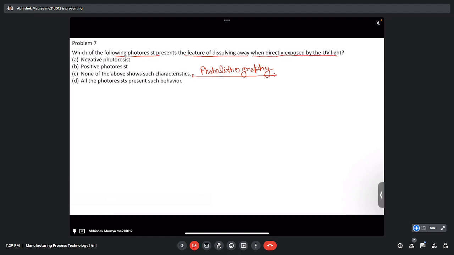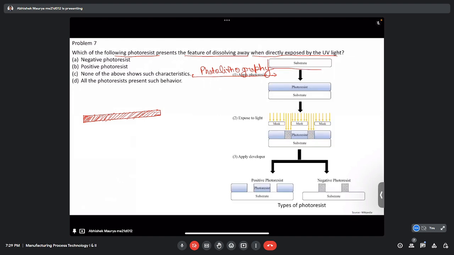So suppose, as we are talking about the semiconductor industry, we have some silicon wafer like this, and now we want to create some feature over this silicon wafer. So how will we do that? Let's start looking at this. Initially we have a substrate. This is the substrate, and over the substrate we apply a photoresist material.